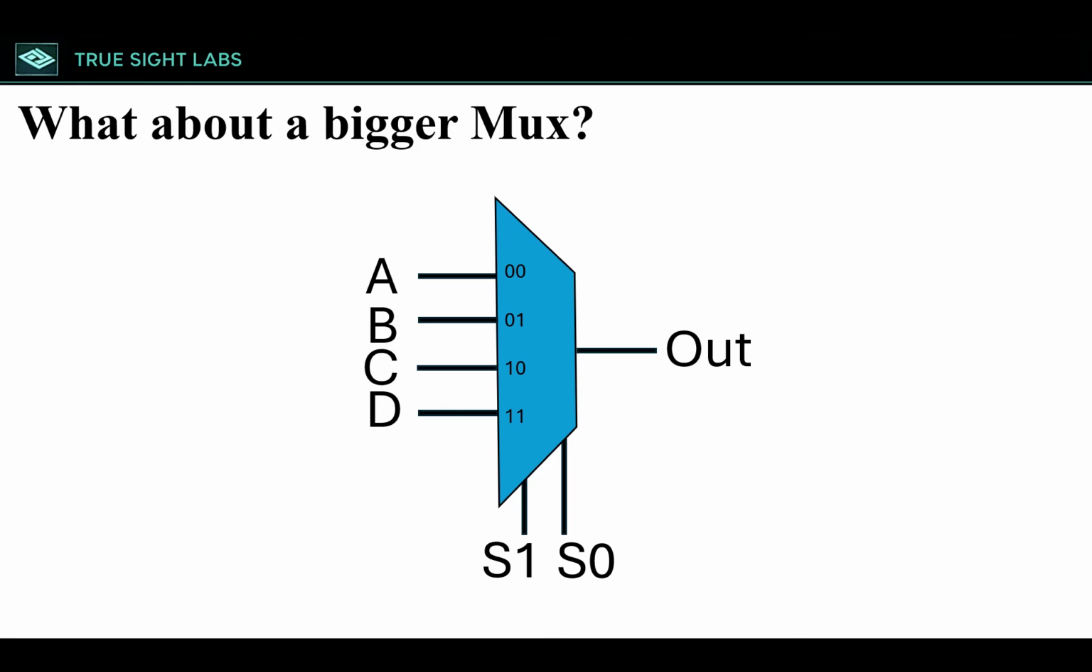Here are the selection rules. When S1 and S0 equals 0, 0, the output is A. When S1 and S0 equals 0, 1, the output is B. When S1 and S0 equals 1, 0, the output is C. And when S1 and S0 equals 1, 1, the output is D. So the select lines are simply choosing which one of the 4 inputs gets passed through to the output.